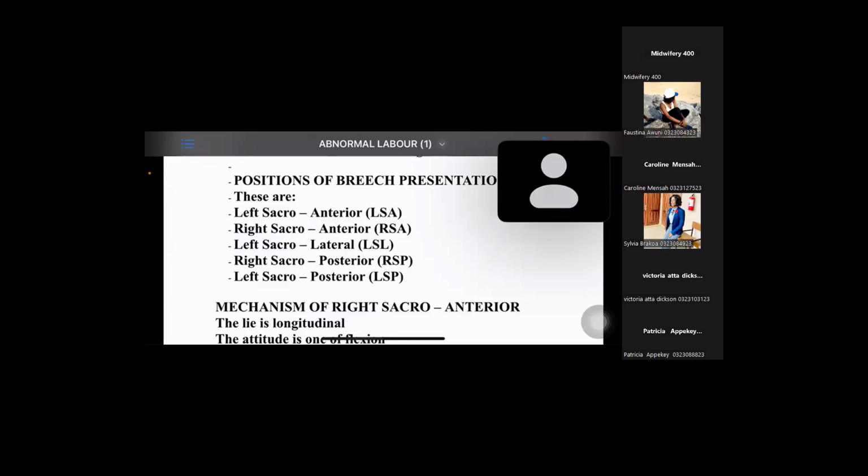So it means with the left sacral anterior, the sacrum is pointing to the left side of the iliopectineal eminence. Yes, please. Okay. So that when it turns one-eighth, it is going to come under the symphysis pubis. Then it comes out. Okay, thank you. Please, are we all clear now?